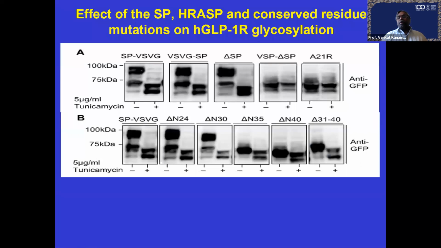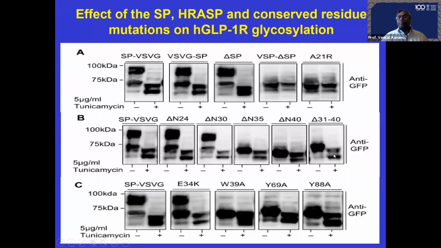And similarly, when you make a series of deletions at the N-terminus, which we know is required for plasma membrane targeting of the receptor, there is a reduction in glycosylation, indicating this region is also required for glycosylation. Similarly, when we mutated these three amino acids, they also somehow affected receptor targeting to the membrane by inhibiting N-glycosylation.